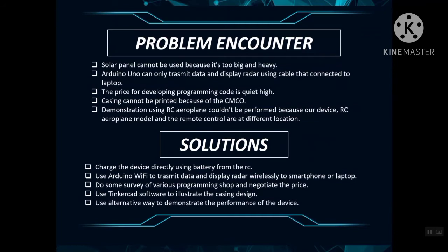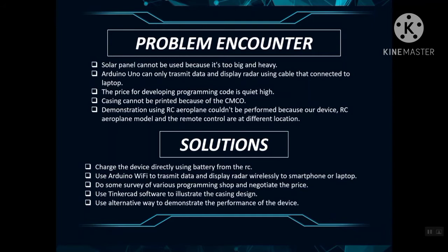Okay, so next, these are some of the problems that we encountered during our project making. The first one is the solar panel cannot be used because it is too big and heavy. The next one, the Arduino Uno can only transmit data and display radar using a cable connected to a laptop. Next, the price for developing the programming code is quite high. The casing cannot be printed because of the CMCO. And the last one, the demonstration using the RC aeroplane couldn't be performed because our device, the RC aeroplane model and the remote control are at different locations.